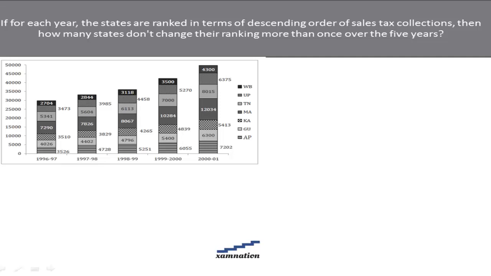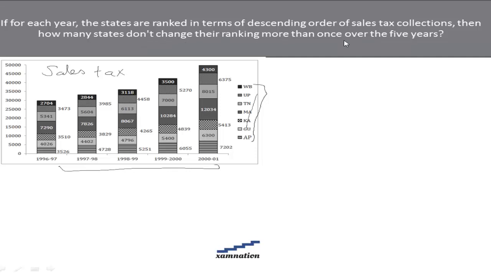Yeah, so in this question, we are given data of sales tax collection for 5 consecutive years for 7 different states. These are the different states, and these are the 5 different years, and this is the sales tax figure. The question asked is: if for each year the states are ranked in descending order of sales tax collection, then how many states don't change their ranking more than once over the 5 years?